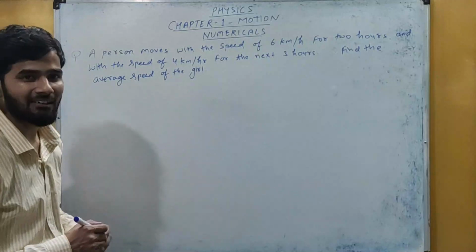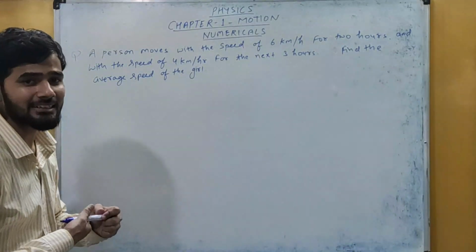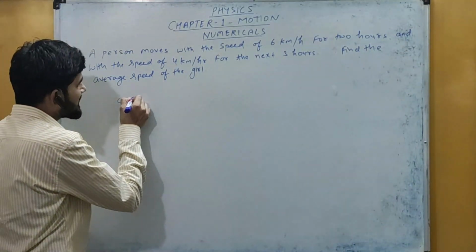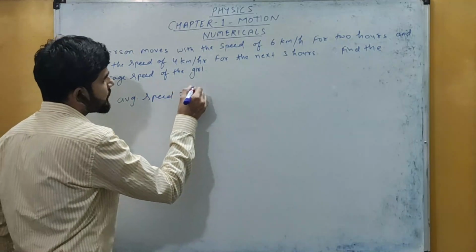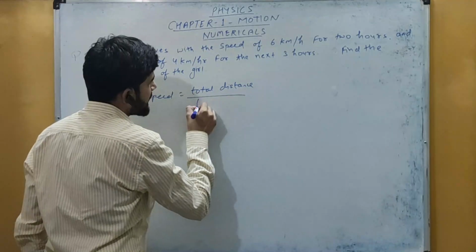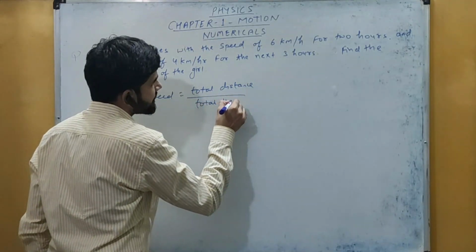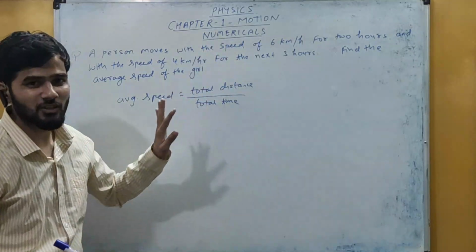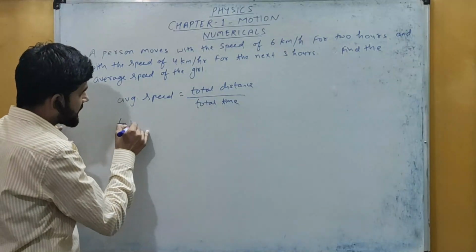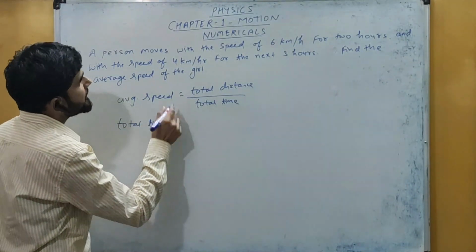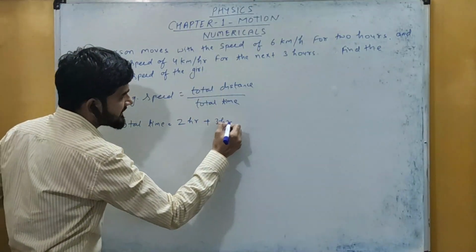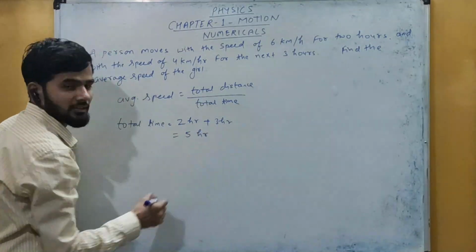So again, if you want to find the average speed or the average velocity in both the cases, that we have the average velocity is equals to distance upon time. Here we have average speed, that is equals to total distance upon total time. Now here the total distance is not given, but the total time is given. So we can write the total time first. So the total time, that will be equals to, in the first case it is 2 hours and the second case it will be 3 hours. So it will be a total of 5 hours. That is the total time.